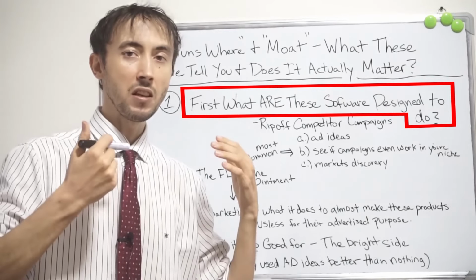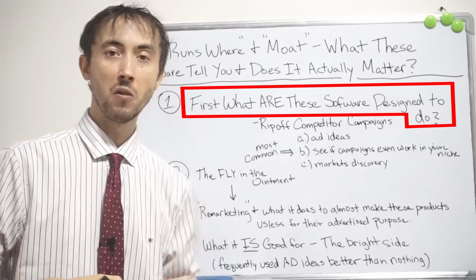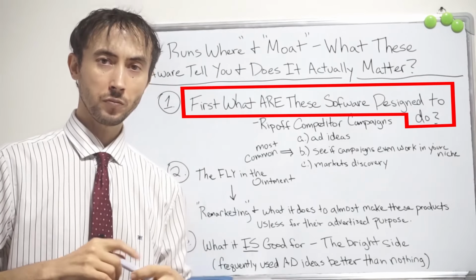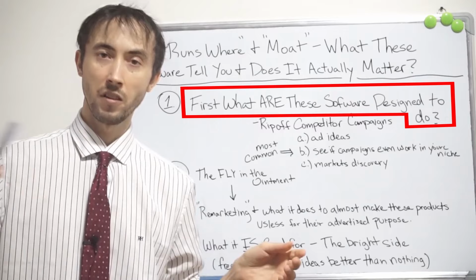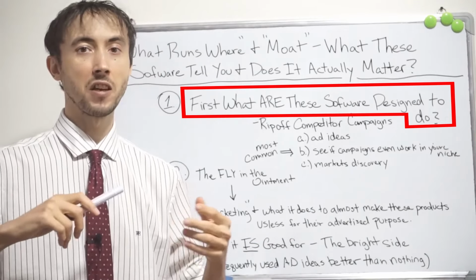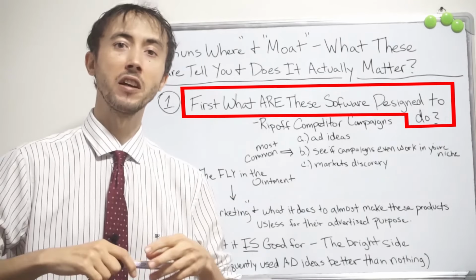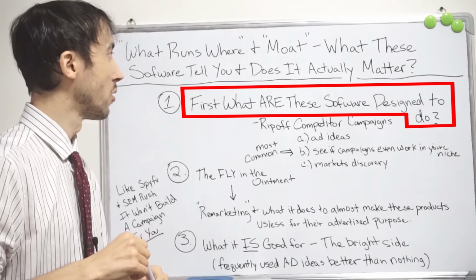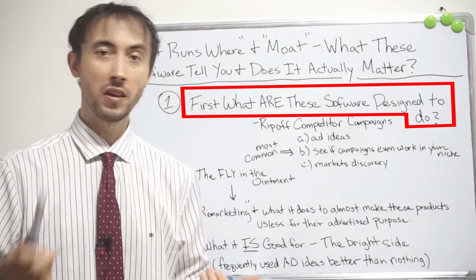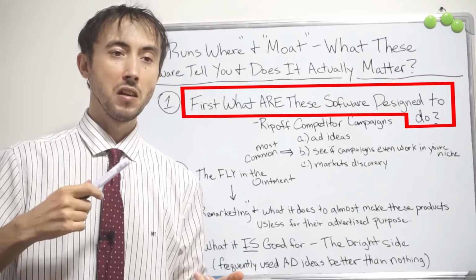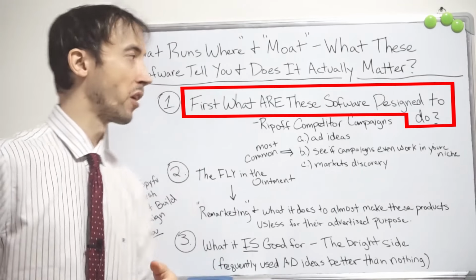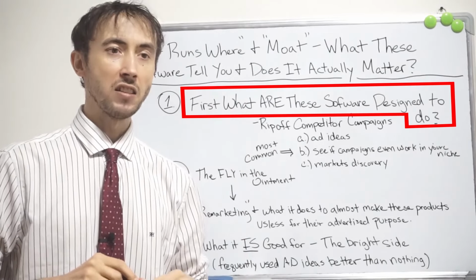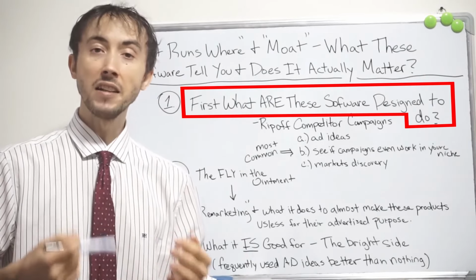WhatRunsWhere is specifically for display network ads, the Google Display Network, but it can also cover different ad networks that get you on basically the same types of sites Google Display Network can. It tells you what ads they're running, how often they seem to run them, and so on and so forth.